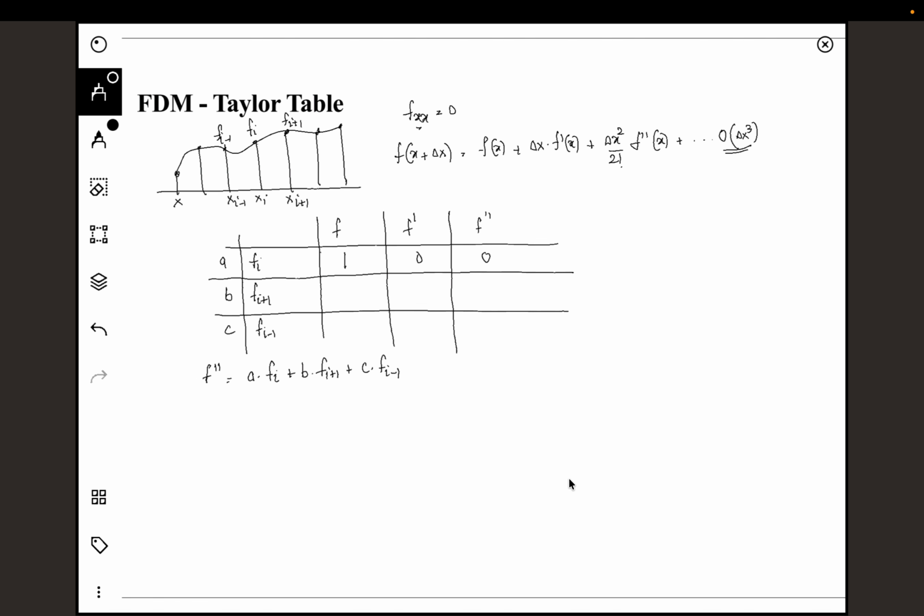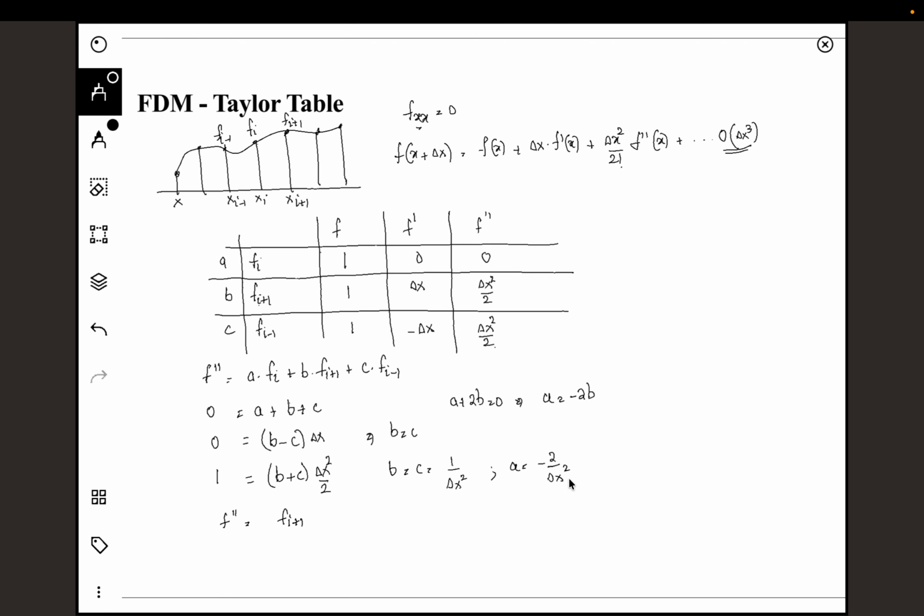If I substitute that here, b equals c is 1 by delta x square, and a is minus 2 by delta x square. So my equation for f double prime is f i plus 1 minus 2 f i plus f i minus 1, divided by delta x square. And the order of accuracy is whatever the terms that will be left after this.